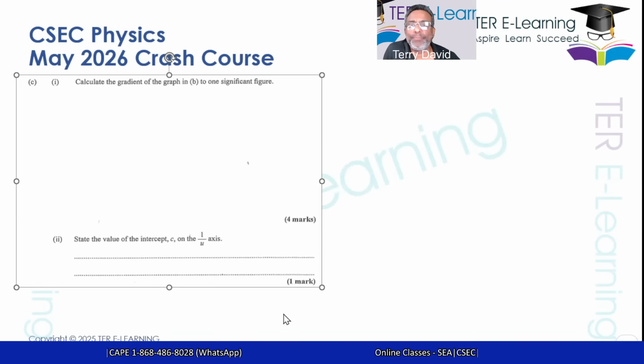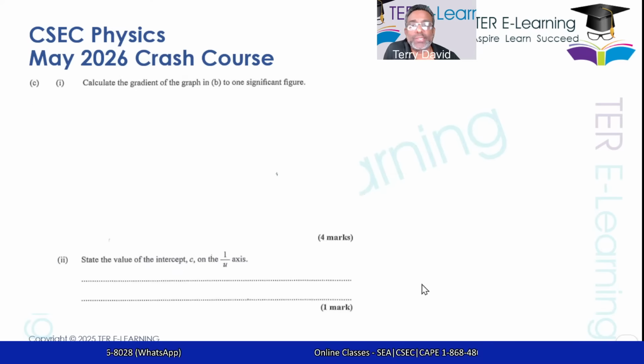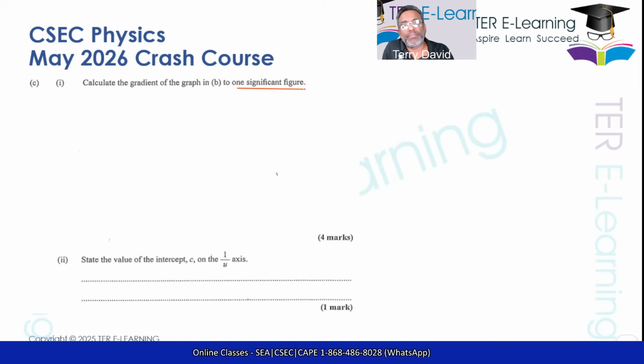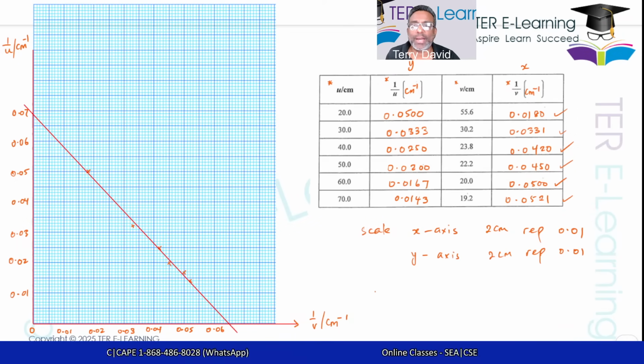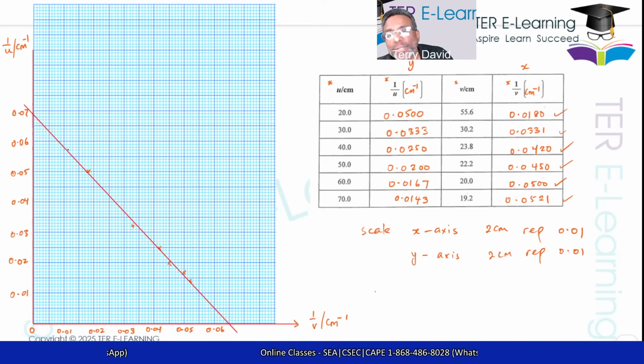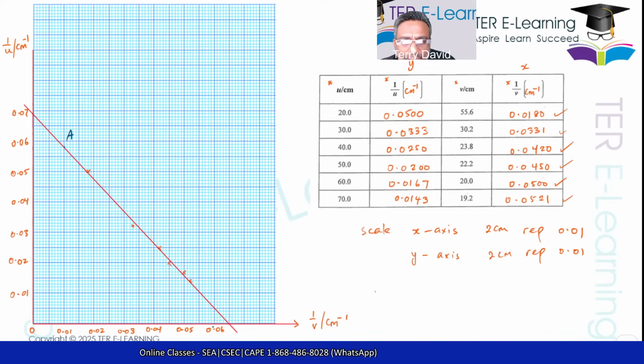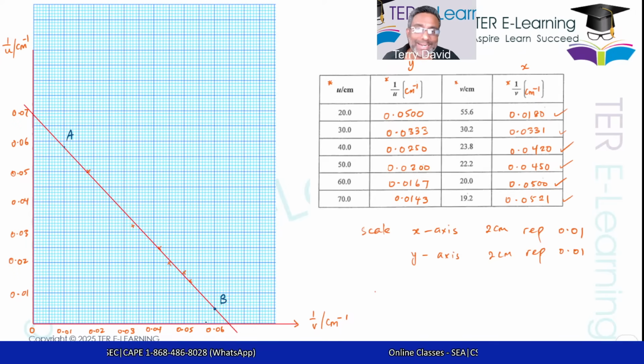All right, so in this case, we want to calculate the gradient of the graph, and I want to answer to one significant figure. Okay, so let's go back to the graph here. Like we did previously, we are going to select 2 points on the graph, and my suggestion is always select points that you can actually read off from the graph. So for this one, I'll probably choose this here. This is A, and I could probably use this nice point here as well. This is B. So select 2 points that are easy to read off. That's the objective.